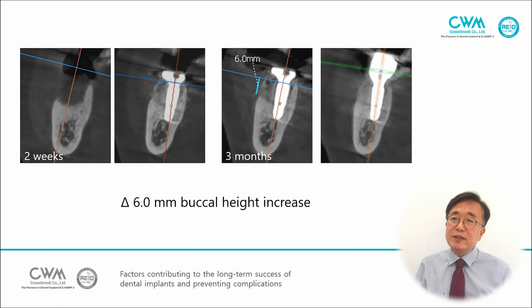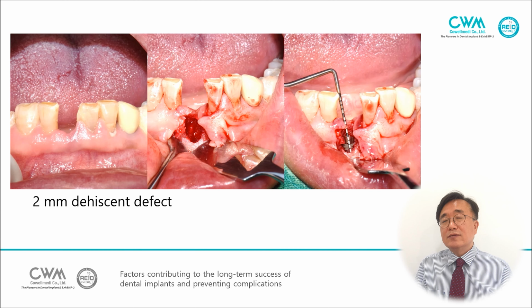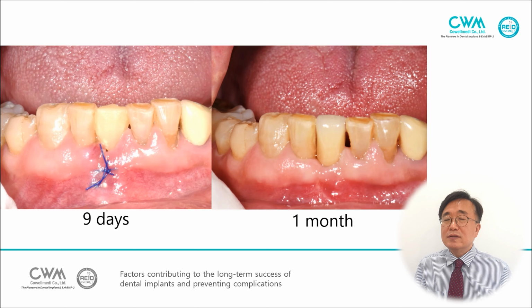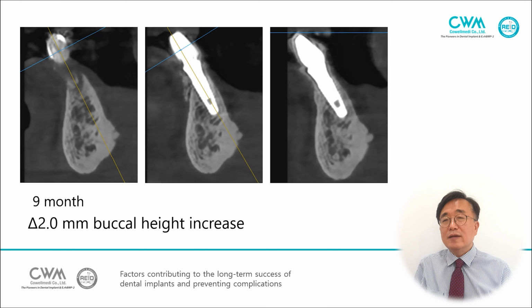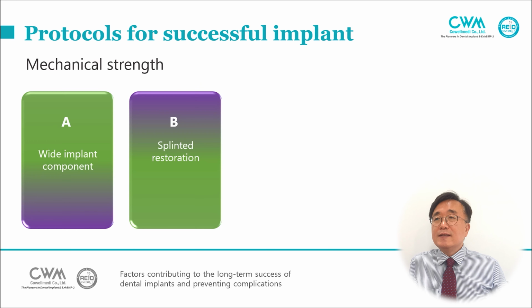About 6 millimeter buccal bone height was increased, and lower anterior 2 millimeter buccal bone is detected around the implant. Bone graft, suture. 10 days after 1 month, final restoration was inserted. The result, after 9 months, the buccal and lingual bone is maintained.